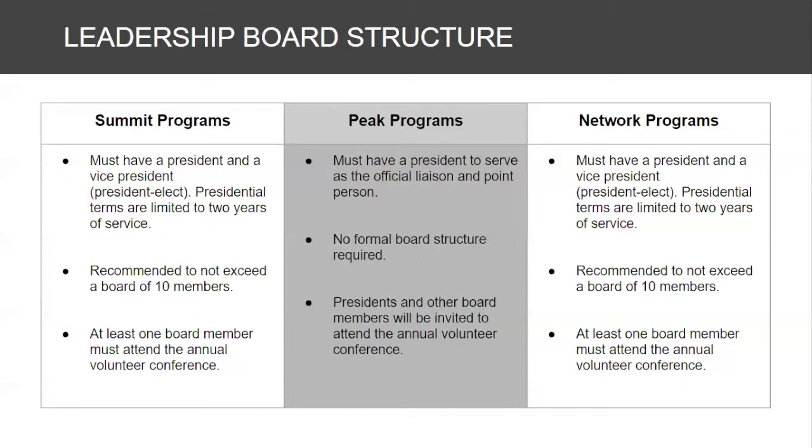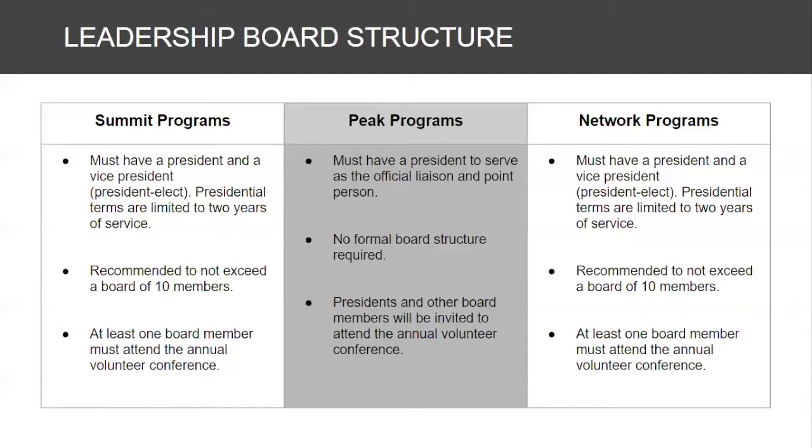For our summit programs, in terms of a formal board structure, it's recommended that you do not exceed a board of 10 members. If you are sitting there thinking, oh my gosh, we have a larger board, that's okay. We are more than happy to cycle through. We just want to make sure that we are using everyone to their full potential instead of just having 15 board members if we're utilizing 8 or 9 of them, to make sure that they get the best experience possible. Our peak programs, we're not asking that they have any type of formal board structure, but we will work with them based on the number of volunteers and interested leadership members that they have. Network programs, again, very similar to the summit chapters, recommended not to exceed a board of 10 members.